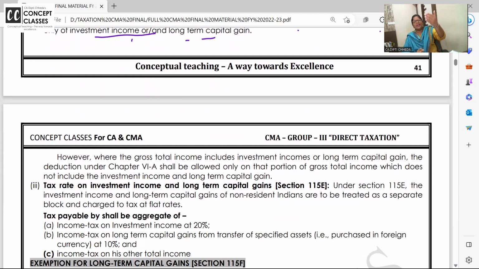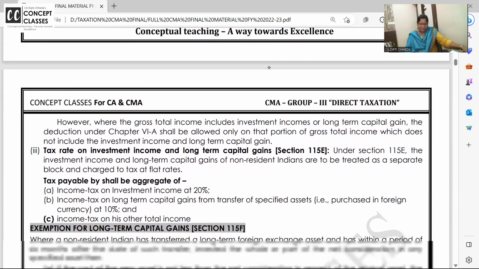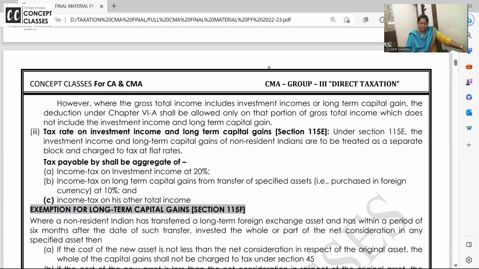See, we want NRIs to come and invest in India in convertible foreign exchange. So we need to give them some lucrative offers, right? Let us see. However, where gross total income includes investment income or long-term capital gain, the deduction under Chapter 6A shall be allowed on GTI, which does not include investment income. Other than investment income, this deduction is allowed. Followed? Other than long-term capital gain, these Chapter 6A deductions are allowed.